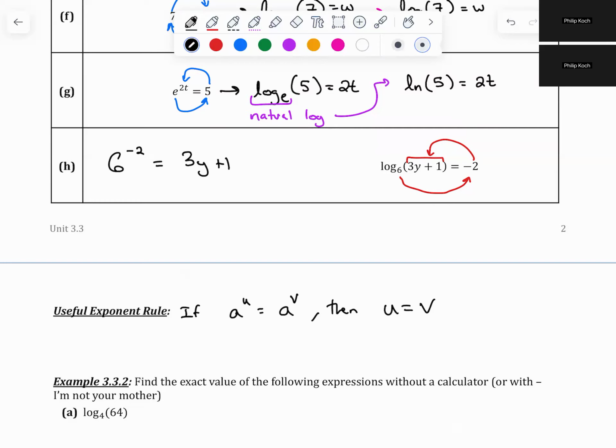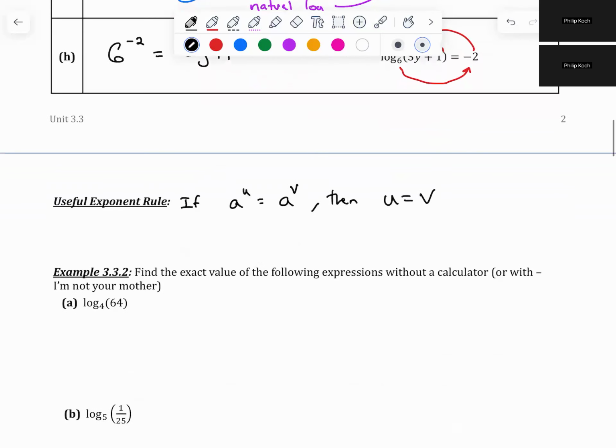I hope that is intuitive, right? If you have two things equal to each other and a is fixed, it's just some number. It could be 5, could be 3,000, doesn't matter. If they're both equal, there's no other way for that thing to be equal unless their exponents are equal. And that's how we'll use this.